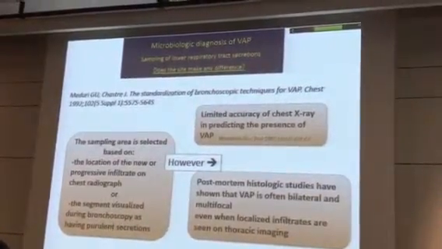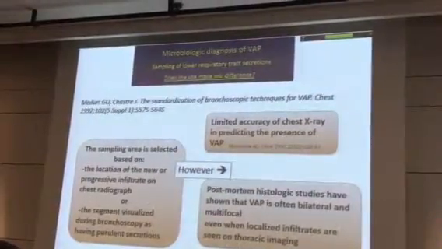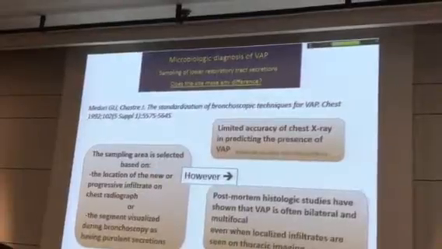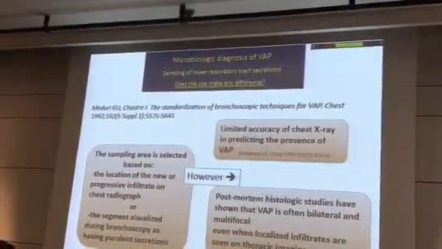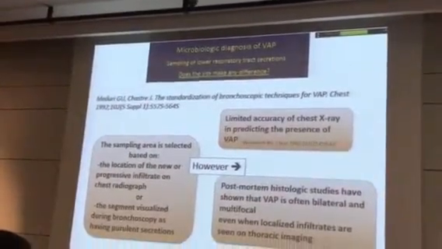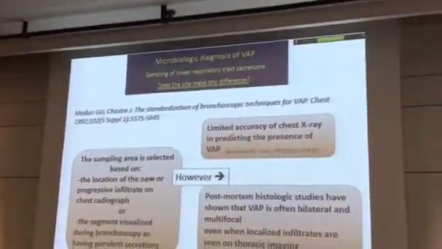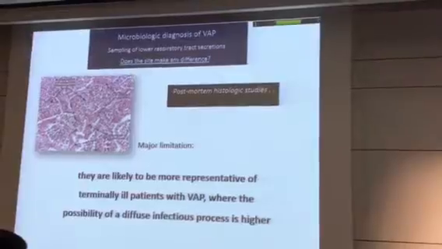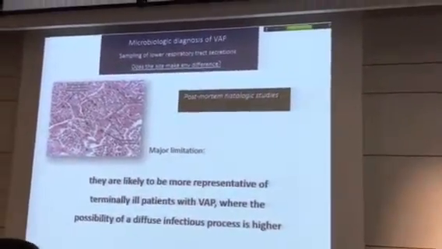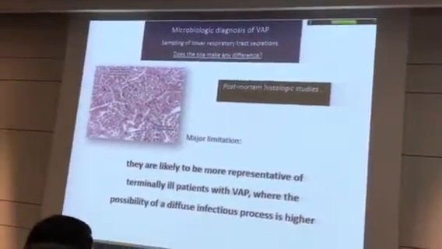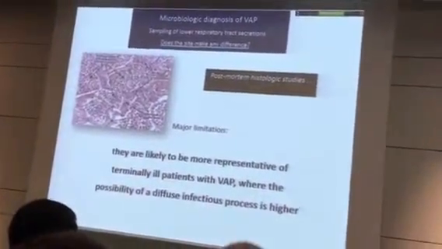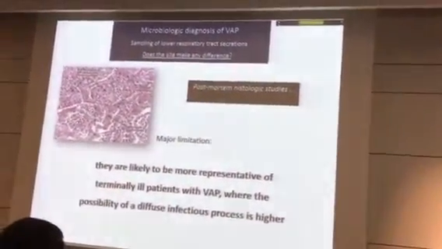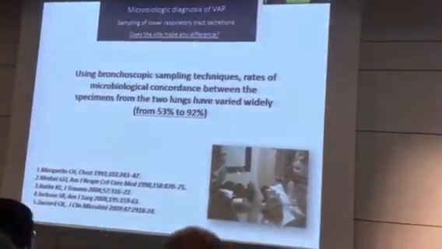And if you look at the idea of just sampling in a blind way, there are some post-mortem histological studies that confirm the possibility that VAP is often a bilateral, multifocal event, much more than you can see on the chest X-ray or in the CT scan. The post-mortem studies have, however, a major limitation, because you always have to keep in mind that these are more representative of terminally ill patients with VAP, where the possibility of a diffusion of infection is much higher with respect to those patients, for instance, that are prone to survive.